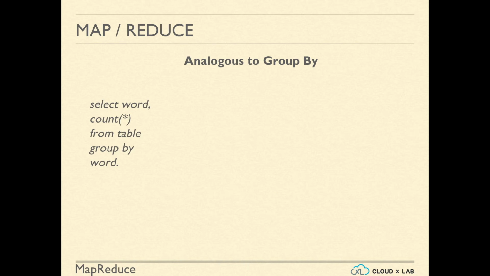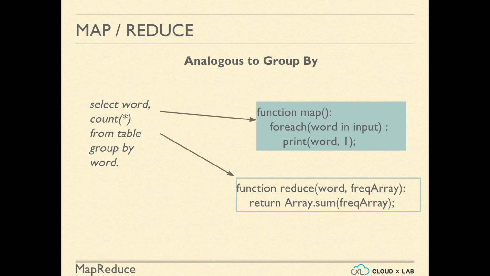Similarly, for word count, map part corresponds to the selection of column in the group by of SQL and reduce part is equivalent of count aggregation of SQL.